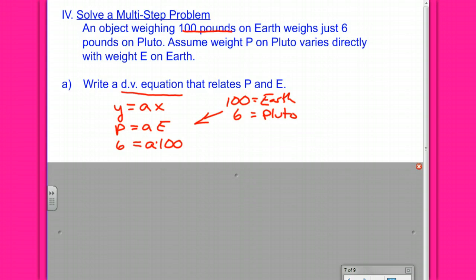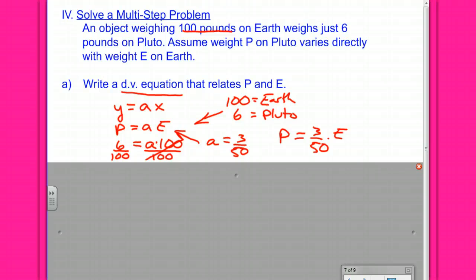And now to find A, simply divide both sides by 100. And we have a fraction that we can reduce, right? 6 over 100 equals 3 over 50. There is a constant of variation, so we can now plug that back in our equation. Pluto's weight equals 3/50 times the weight on Earth.